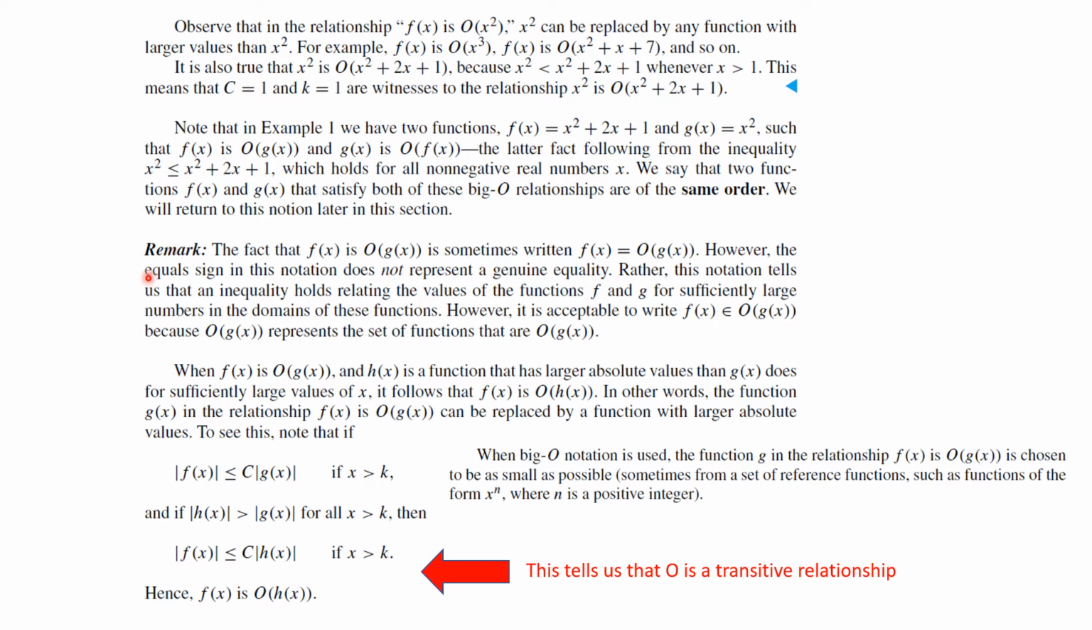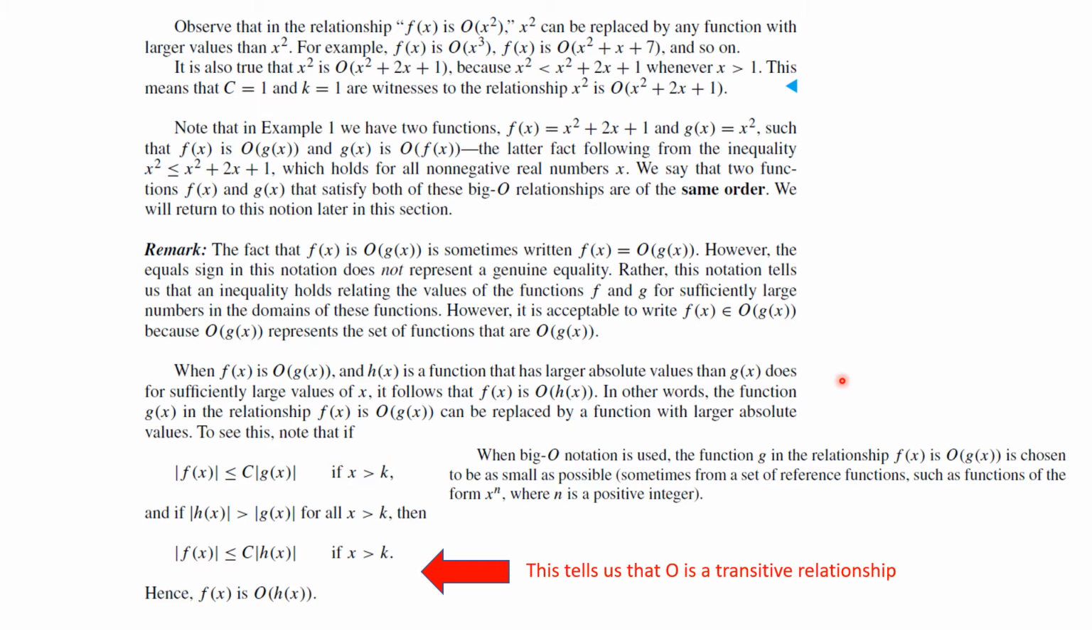Okay, here's some more notation. The fact that f of x is big O of g of x is sometimes written f of x is equal to big O of g of x. However, the equal sign does not really represent a genuine equality. It really just says that an inequality holds regarding the values of f of x and g of x for sufficiently large numbers in the domain of the functions. It is acceptable to say f of x is an element of big O of g of x because this is a set of functions that are big O of g of x.